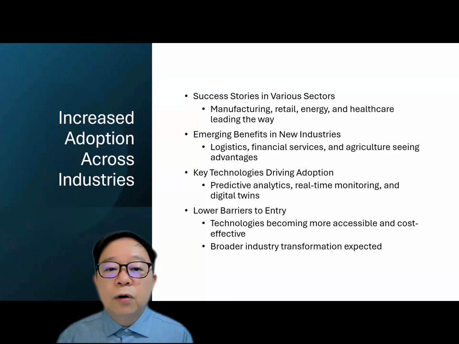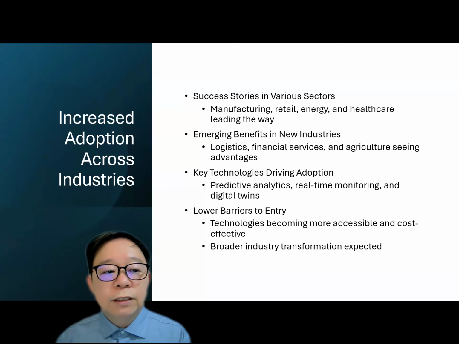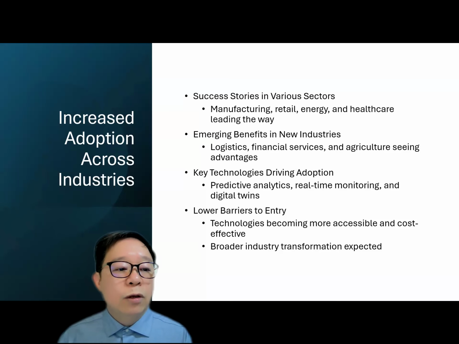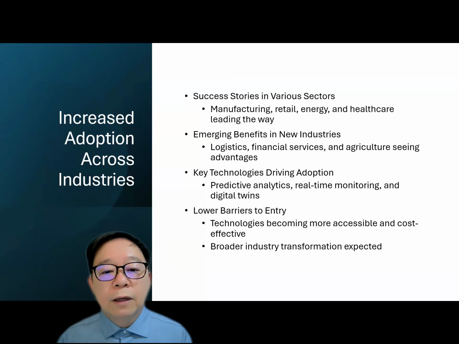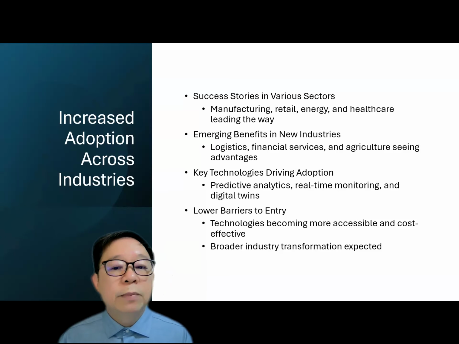So we understand that, right? When we are looking at the various industries, just now we mentioned manufacturing, retail, energy, right? They are leading the way in using AI. Okay, so you're going to see all these industries with AI, and the promising, leading companies will be coming up. They may not be the existing companies, but future companies that integrate AI. Then we are also seeing logistics companies, financial services, and agriculture seeing advantage by using AI. So again, what are the key technologies widely used in these industries? Predictive analysis, real-time monitoring, and digital twin.